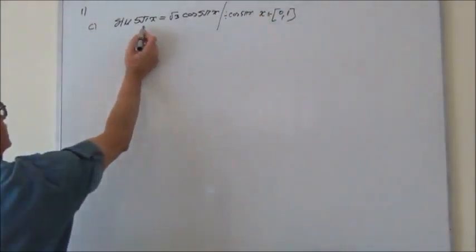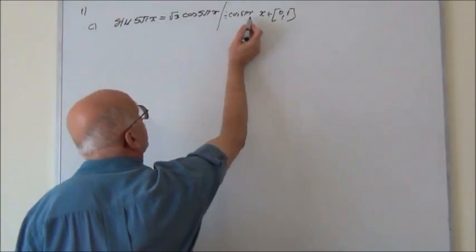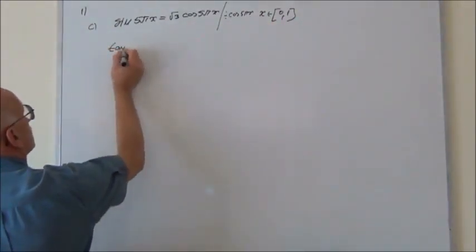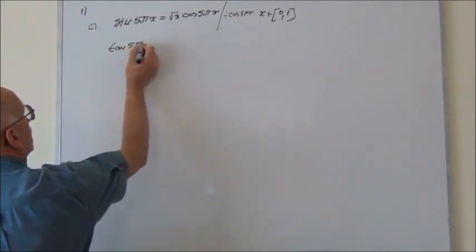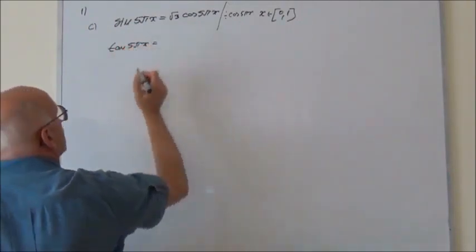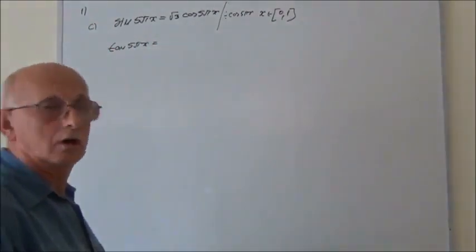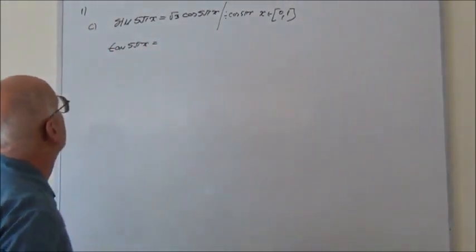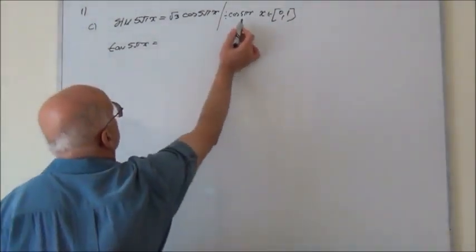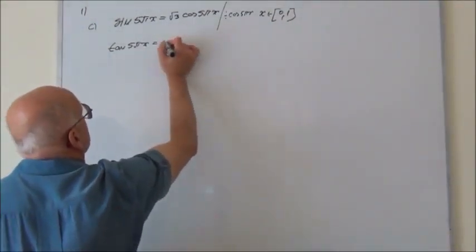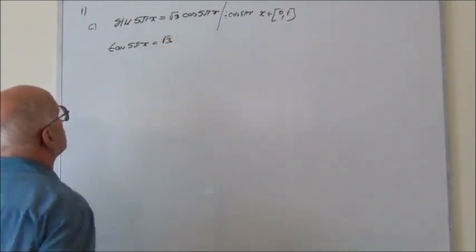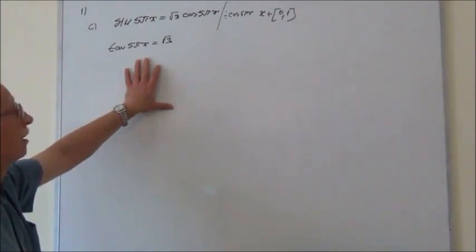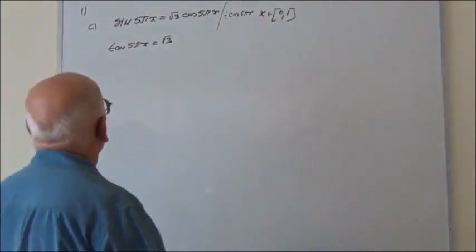Then here we will have sine 5 pi on x divided by cos 5 pi on x, that is tangent 5 pi on x. You have to memorize those few formulas in trigonometry, and when you divide this by that, you will cancel them and you will get just root 3. So we have the simplest form of our equation.